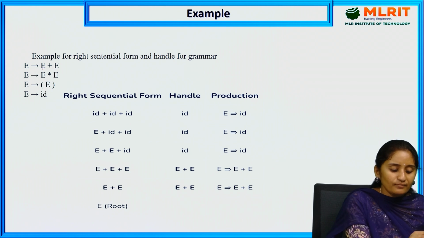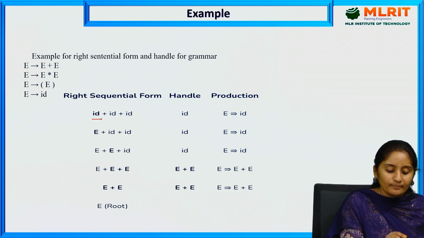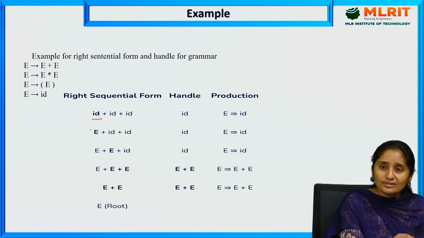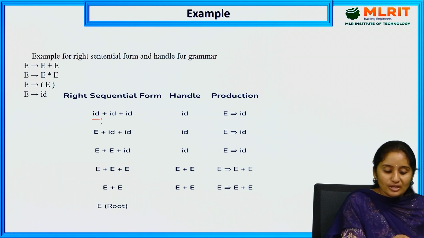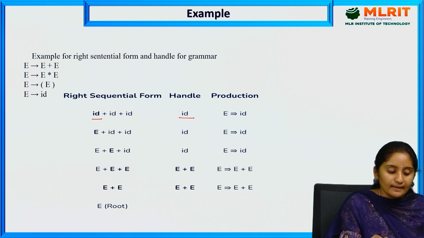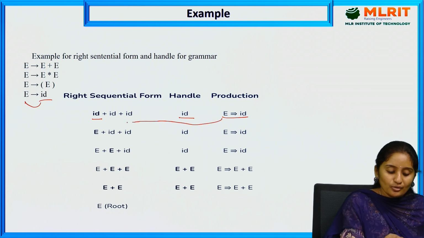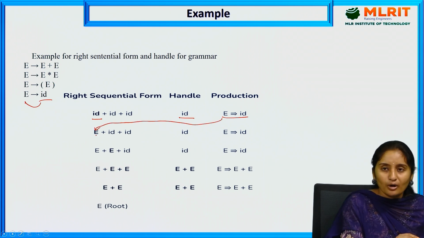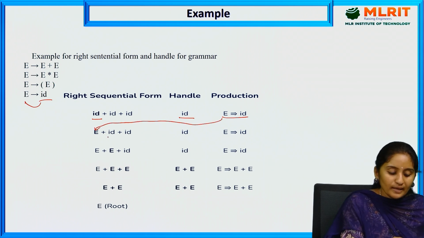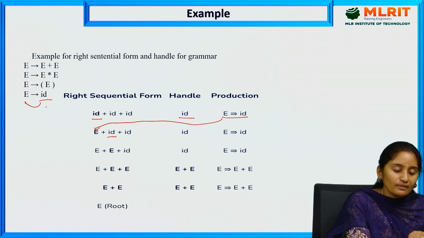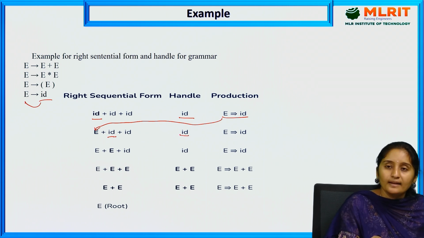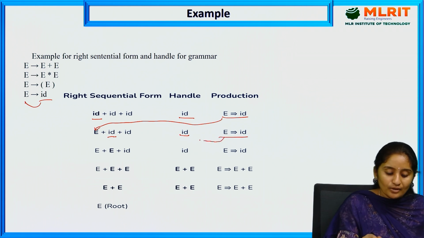So see here. First I have the symbol ID. Here I am applying the left procedure, nothing but leftmost derivation. The reading is done from the left. ID is a handle. So it can be replaced with E, E tends to ID. So ID is replaced with the left non-terminal. The next substring is ID. Check whether it is there. Yes. So I can handle it and replace it with E.